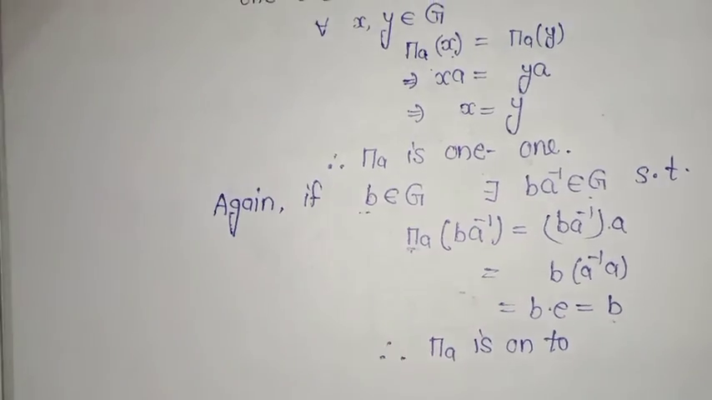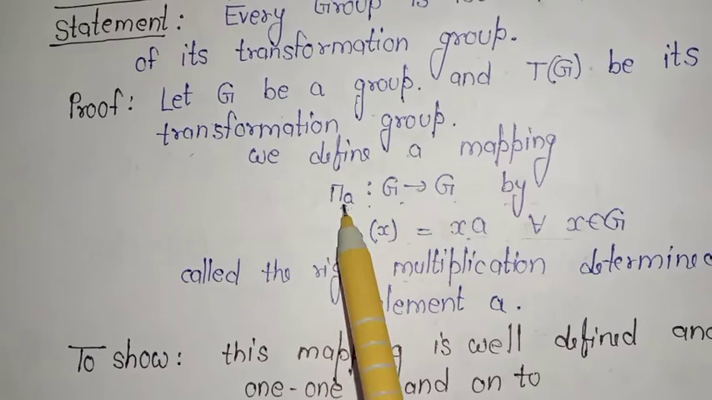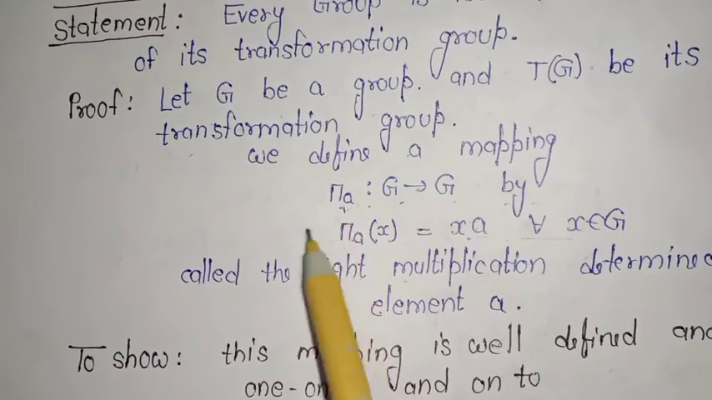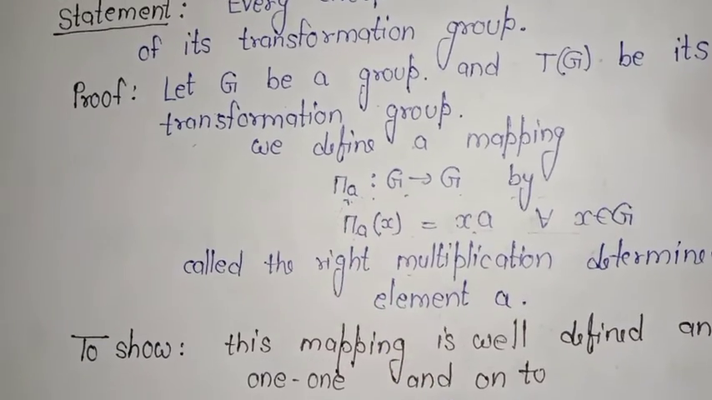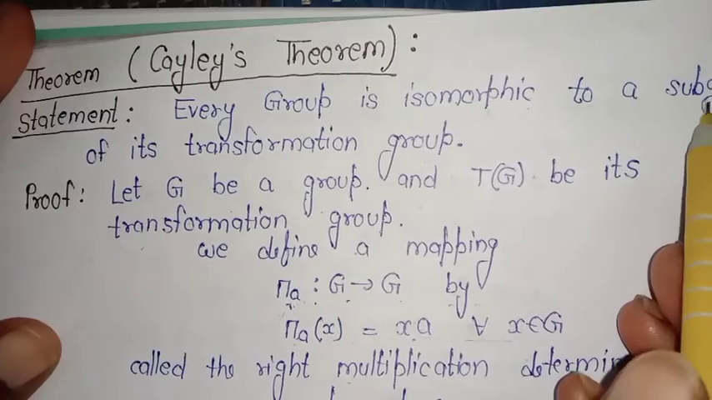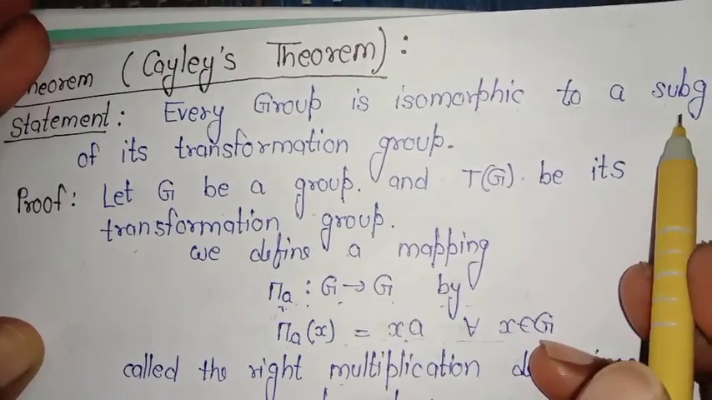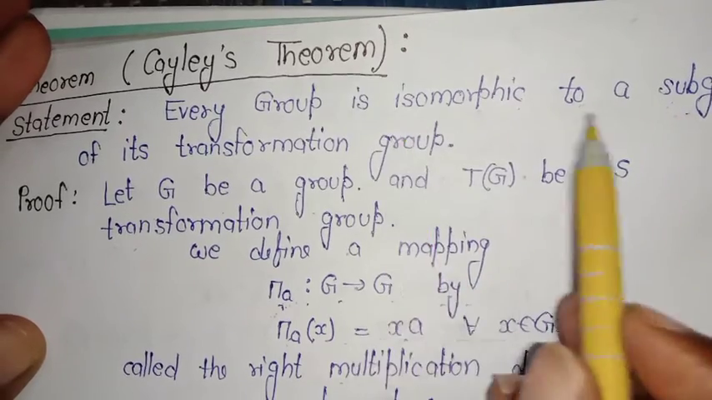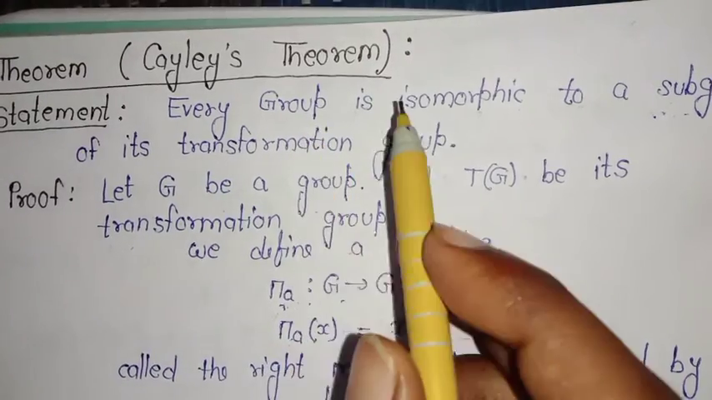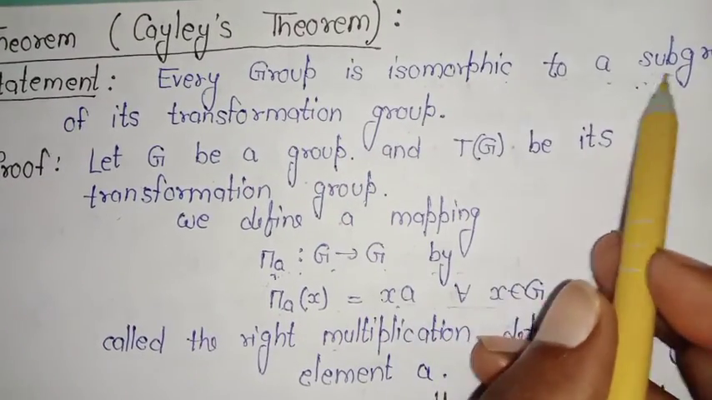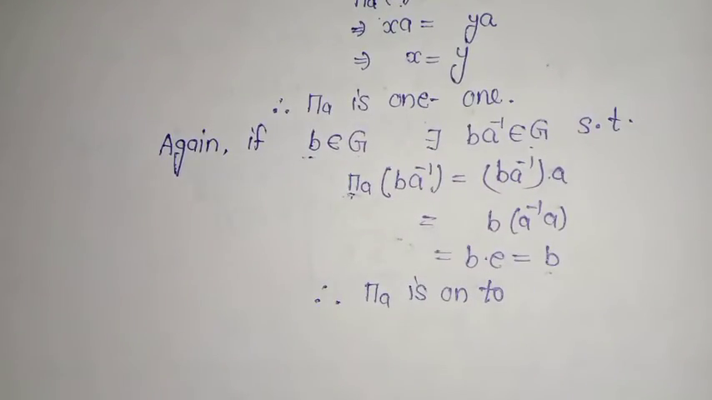So we have shown that the mapping we have defined is 1-1 and onto both. So we can say that this function can form a transformation group; the collection of all such functions forms a transformation group. Now we will consider a subgroup of this transformation group, show that all the conditions of a subgroup are satisfied in it, and then show that this subgroup is isomorphic to the group. So firstly I am going to take a subgroup.